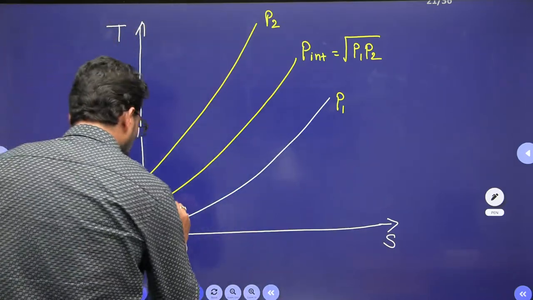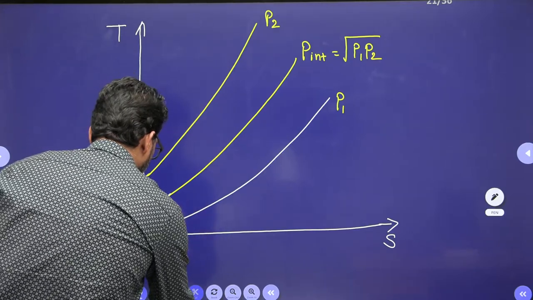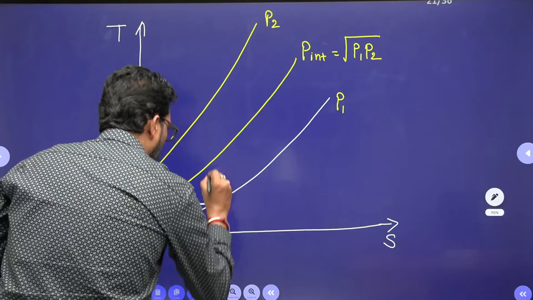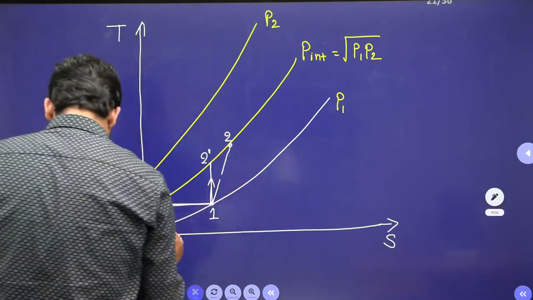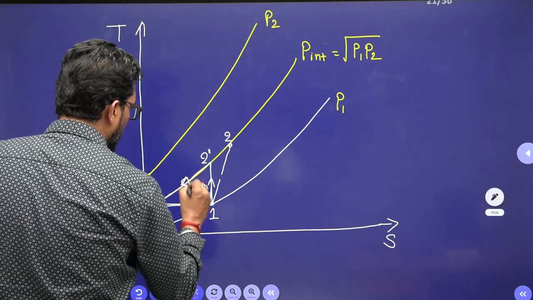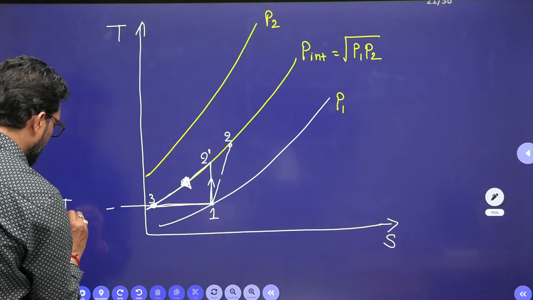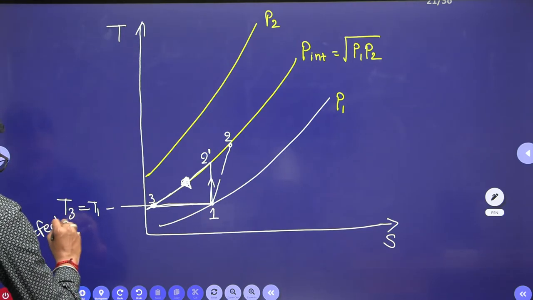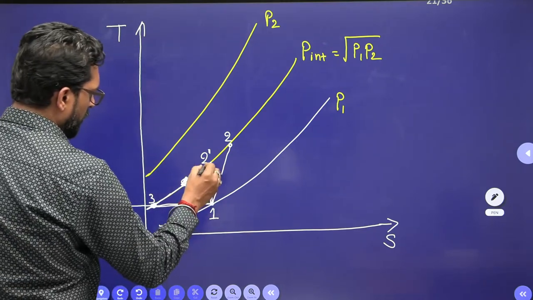Now, this is point number 1 to 2', the actual process. Now 2 to 3 is a perfect intercooler, so the effectiveness is 1. This is intercooling, so the temperature will reduce. So from 2 to 3, T3 is equal to T1. Why? Perfect intercooling.